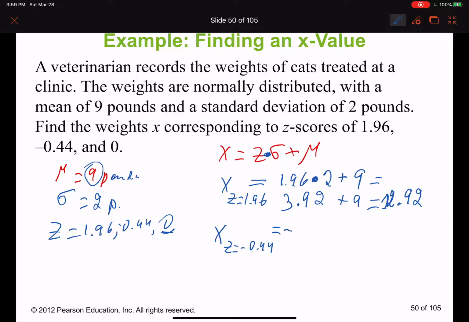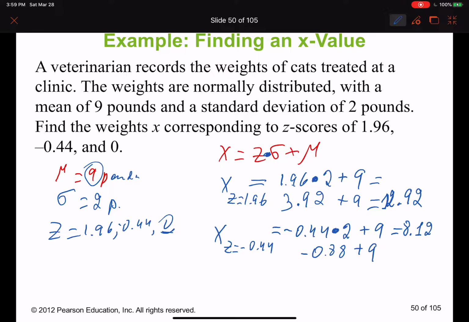Now we are solving x for z-score equal negative 0.44. So it's going to be negative 0.44 times 2 and then plus 9. So it's going to be negative 0.88 plus 9. Negative, positive, we need to subtract, right? It's going to be 2, here is going to be 12, and here is going to be positive 8.12.